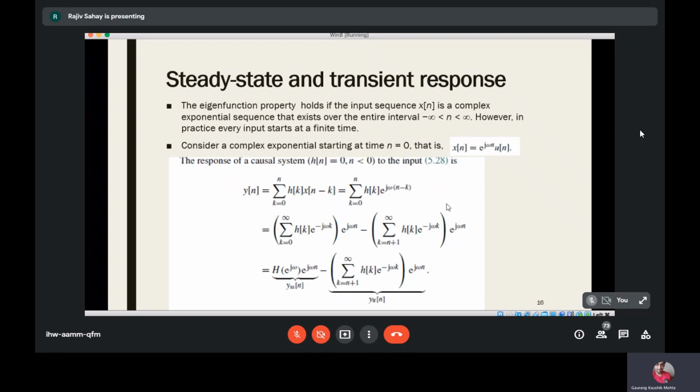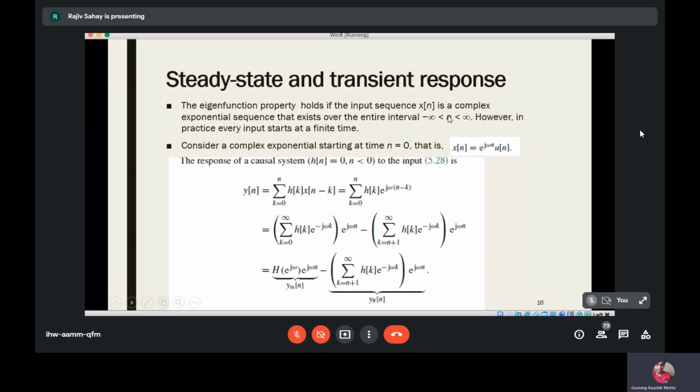Now let us talk about steady state and transient response. So you're exciting a filter that can be a FIR filter. If you excite it by a complex sinusoid, then how does it behave? We have said in the beginning, when I introduced the eigenfunction property, that it holds if the input sequence x of n is a complex exponential sequence that exists over the entire interval n from minus infinity to plus infinity. If you look at my slides, this is the condition.